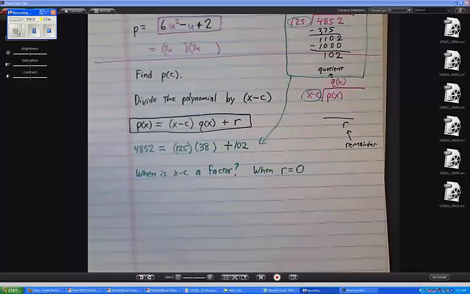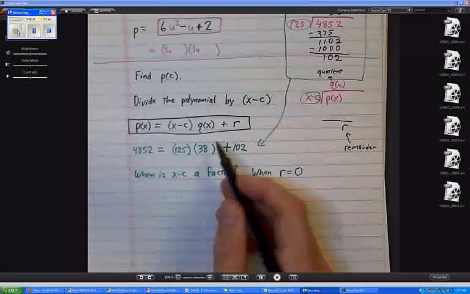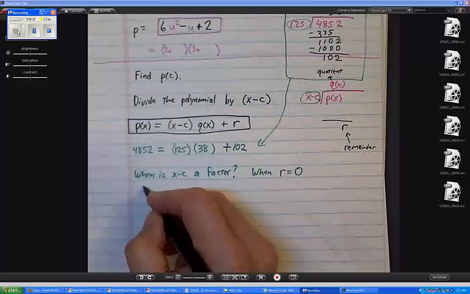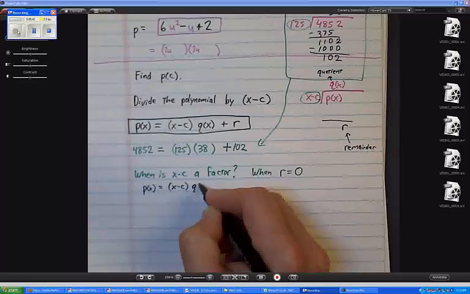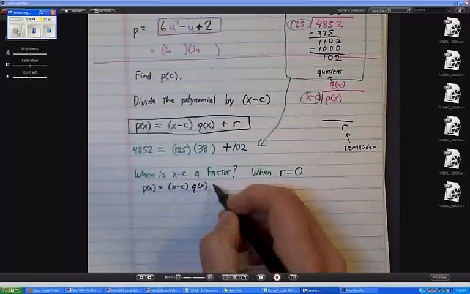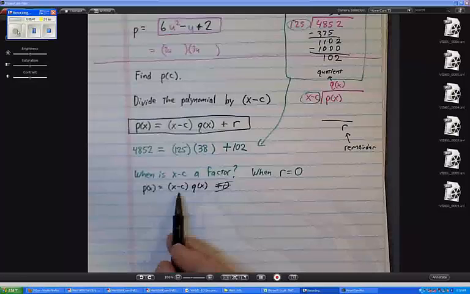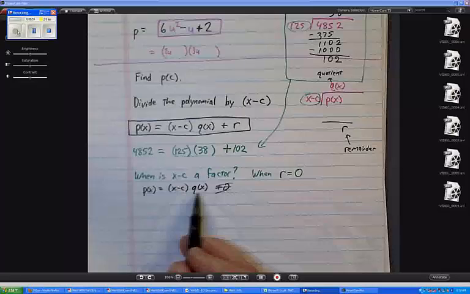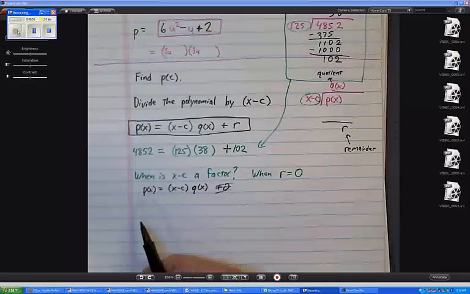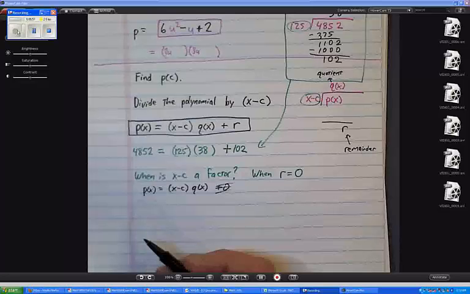Because, guys, look what my rectangle equation becomes. It would become p of x equals x minus c times q of x. Well, if this is plus 0, you could forget about it. See, x minus c really is a factor. X minus c times whatever this q of x is equals p of x. Does that make sense? Yeah? Okay.